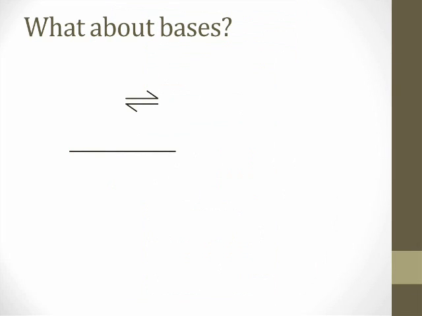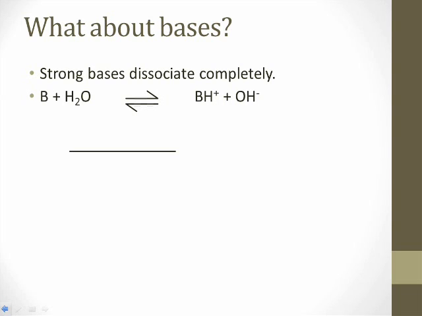What about the bases? Strong bases dissociate completely just like acids. It's the same concept. So here we have base plus water, and we get BH+ and OH-. So the base, remember, takes the hydrogen. It's a proton acceptor, or you can say it donates the hydroxide ion. So they will dissociate completely to BH+ and OH-. This is the base which takes the H.